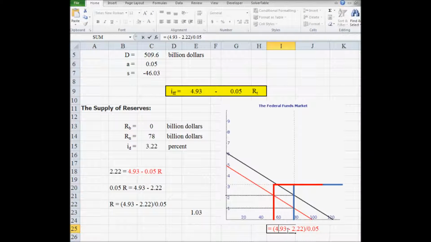So the equilibrium quantity of reserves that are needed to push the federal funds rate back up to 2.22 is 54.2. So the open market sale is equal to the difference of 78 billion, this value here, and 54.2 billion. So the open market sale is $23.8 billion.